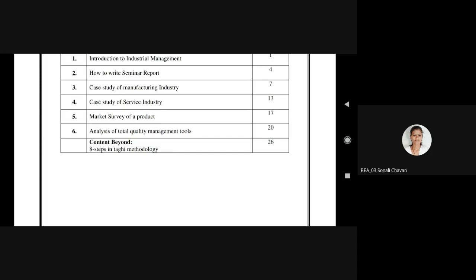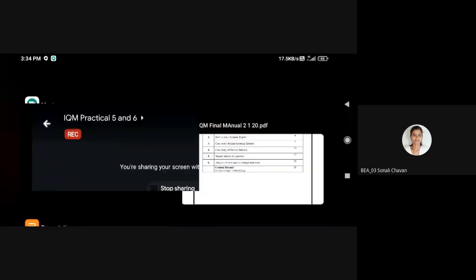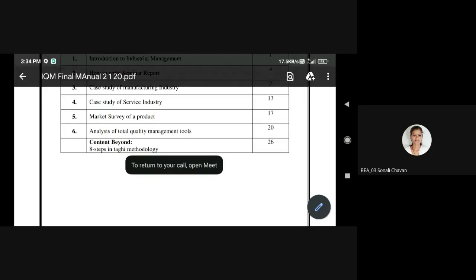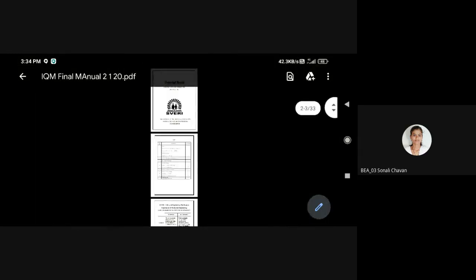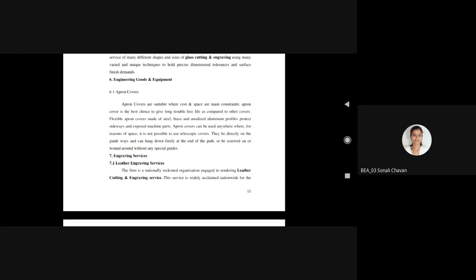We have already completed that part in our theory. Overall, we discussed the 7 types of quality control tools. Is it right? So we will focus mostly on the market survey of a product, and we will take a short review of total quality management tools.